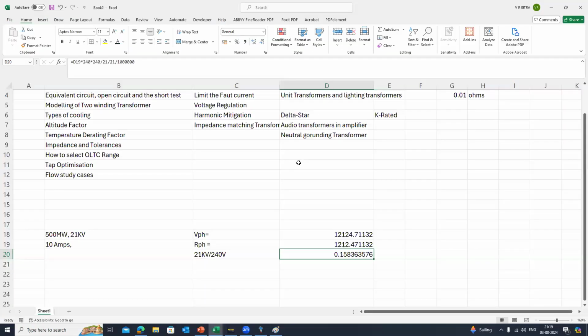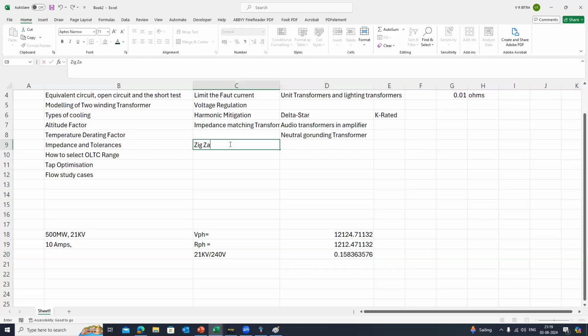I hope this terminology is clear with respect to the impedance. If you have a different impedance, this transformer will convert from one impedance to another. Here the impedance is 0.1583, which is converted with the help of this 21 kV by 240 volt transformer. It converted the impedance of 0.1583 to 1.212 kilo ohms on the primary side of the transformer. Right. Next application is the zigzag transformer.